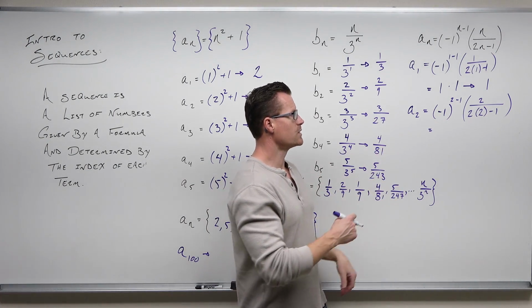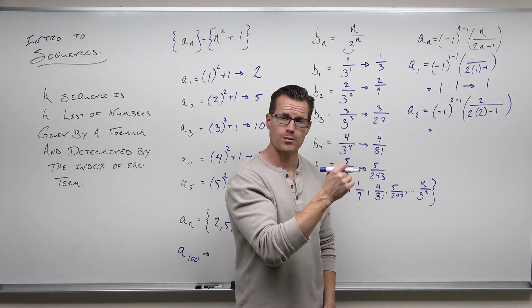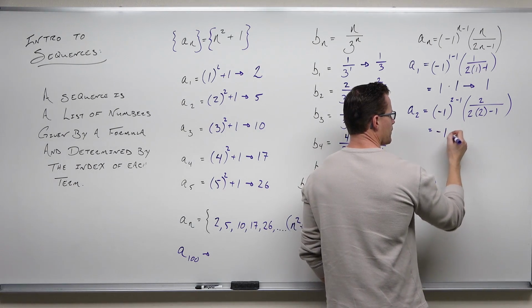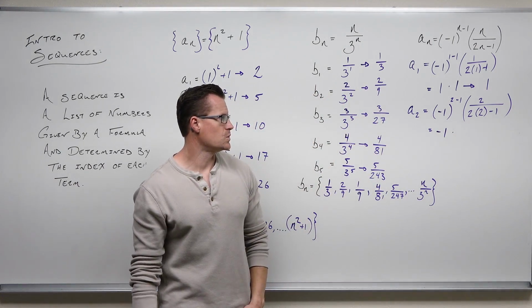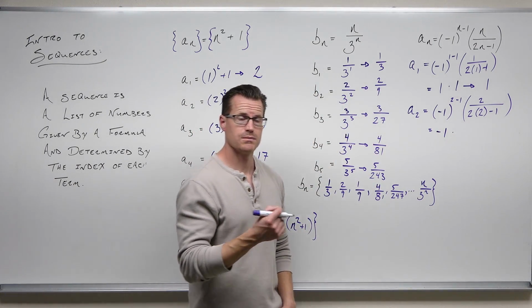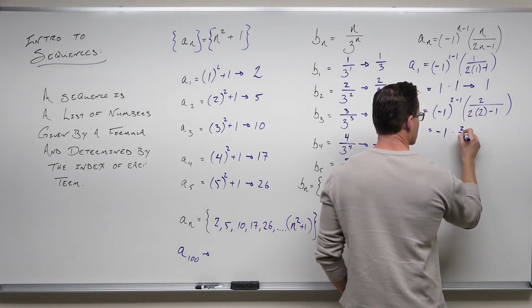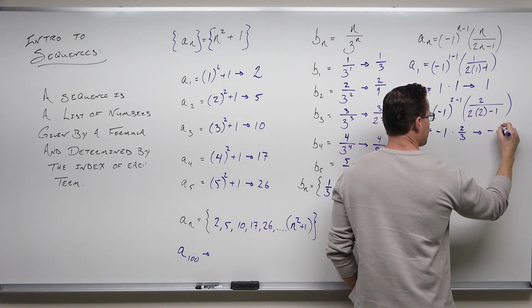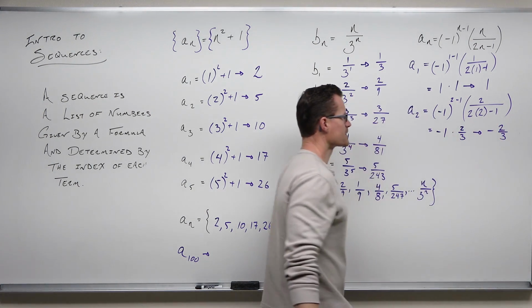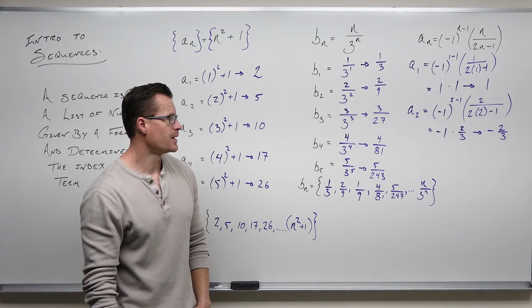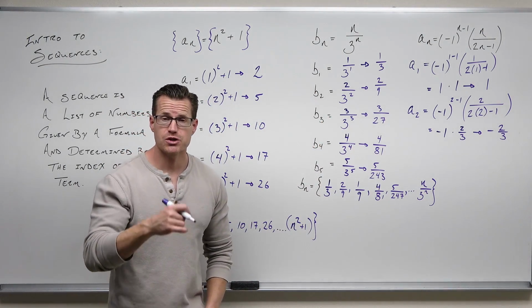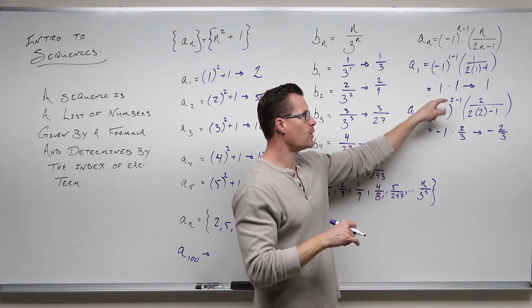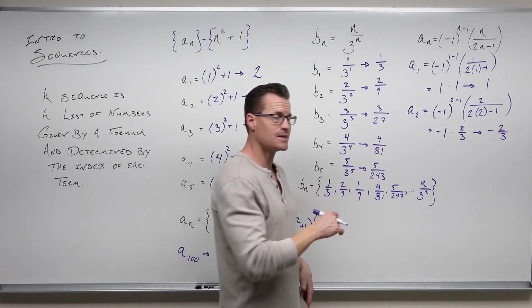So -1 to the 2 minus 1 is 1. That would be -1. The fraction is 2 over, 4 minus 1 is 3, 2/3. Giving us -2/3. A sub 3 is going to be similar, but we should expect that this is going to be -1 raised to an even power, giving us +1.